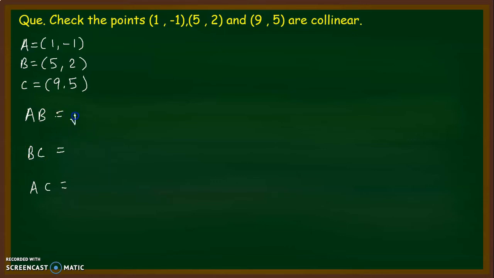So let's find the distance between A and B. Here we will use the distance formula: the square root of (x2 minus x1) whole square plus (y2 minus y1) whole square. So (5 minus 1) whole square, I can write directly 4 square, and (2 minus minus 1) whole square, so minus minus becomes plus, it will be 3 square. So 4 square plus 3 square is the square root of 25, which is 5 units. So the distance between A and B is 5 units.